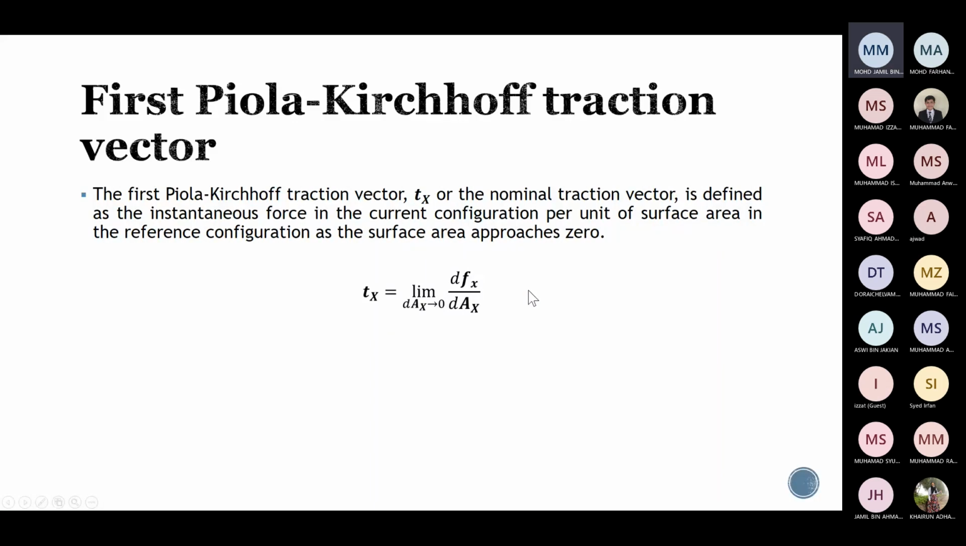And then we have the second definition of traction. We call it the first Piola-Kirchhoff traction vector. It is written as T big X, or the nominal traction vector or nominal stress, and is defined as the instantaneous force in the current configuration per surface area in the reference configuration. So it's dF small x over dA big X.